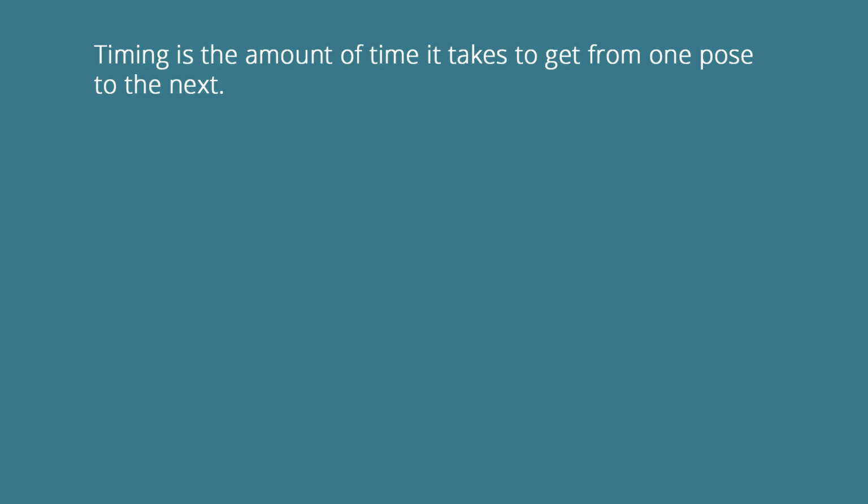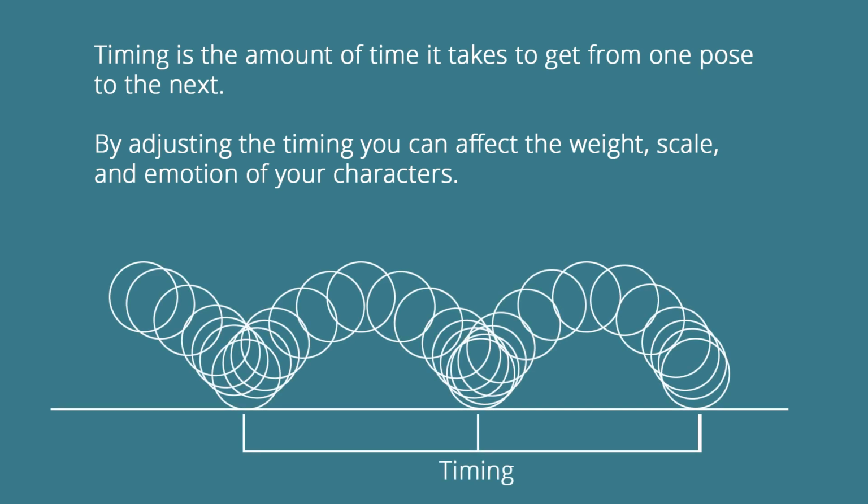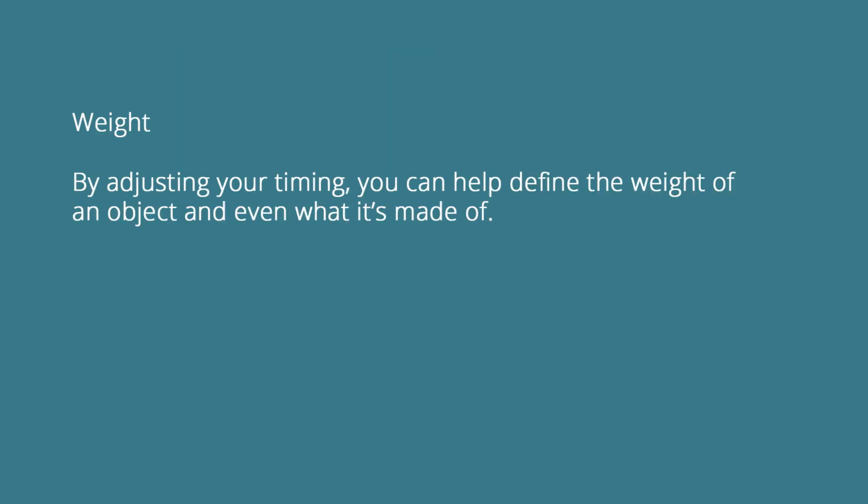Okay, so timing is the amount of time it takes to get from one pose to the next. By adjusting the timing, you can affect the weight, scale, and emotion of your characters. So if we look at our bouncing ball here, the contact positions would be our timing. And depending on how far or close we put these together, it would change the overall animation. If it was taking 10 frames to get from bounce 1 to bounce 2, that's a pretty quick bounce. It's a pretty light ball. If it's taking a minute to go from A to B, then that's probably like a bouncing planet. By adjusting the timing, you can help define the weight of an object and even what it's made out of.